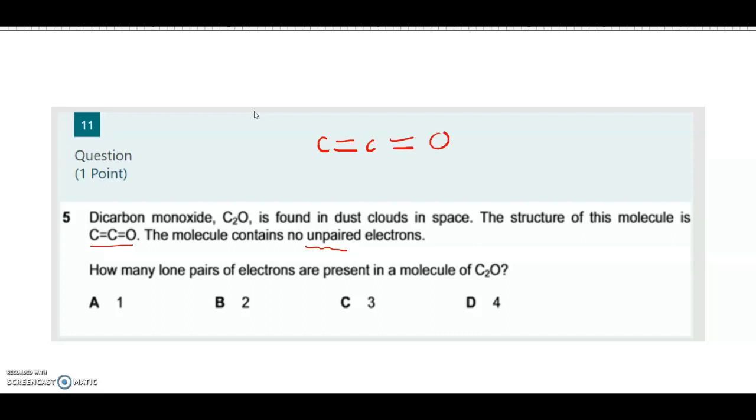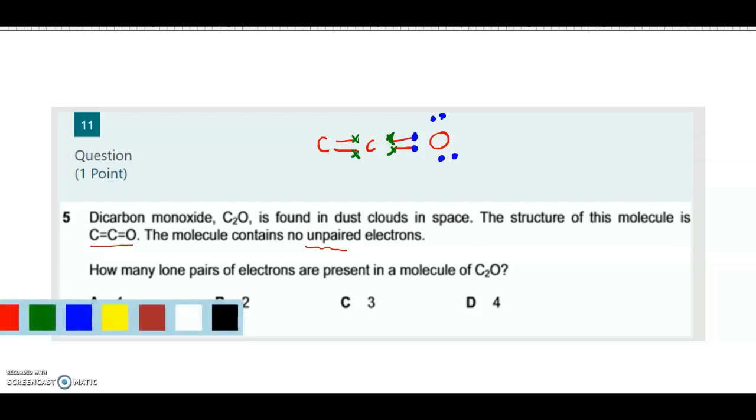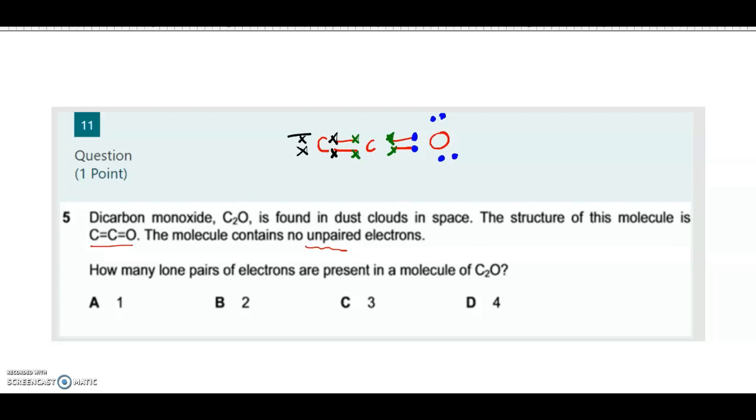So we need to complete the electrons of oxygen first. Oxygen has 6 electrons in its outer shell, and then we need to complete carbon. This is carbon, and this carbon also contains electrons. So you can see we have one lone pair here, one lone pair here, and one lone pair here. So it has 3 lone pairs altogether. Here, here, and here. Thank you.